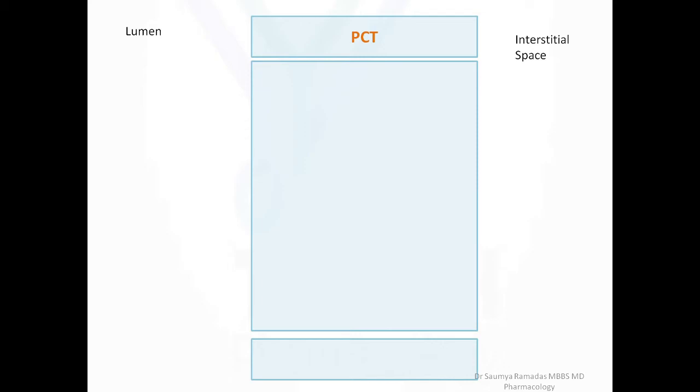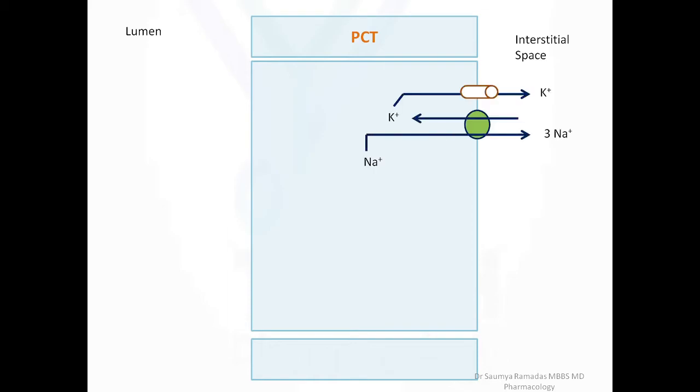The basolateral membrane of the proximal tubular cell has a sodium-potassium ATPase pump, which pumps out 3 molecules of sodium into the interstitial space, keeping the proximal tubular sodium concentration low. This provides the gradient for entry of sodium via sodium-hydrogen antiport into the proximal tubular cell. The energy derived from downstream movement of sodium is utilized to pump out H+ ions into the tubular lumen.